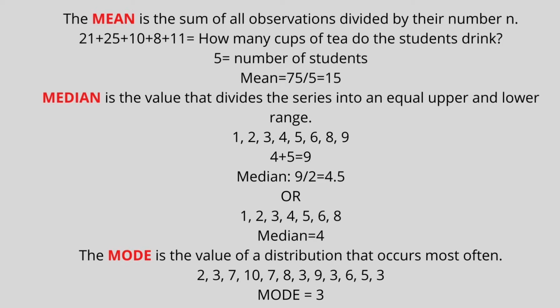Now the mode is the value of a distribution that occurs the most often in your data set. So in this data set 2, 3, 7, 10, 7, 8, 3, 9, 3, 6, 5, 3, the value which occurs most often is 3 here. So the mode is 3.